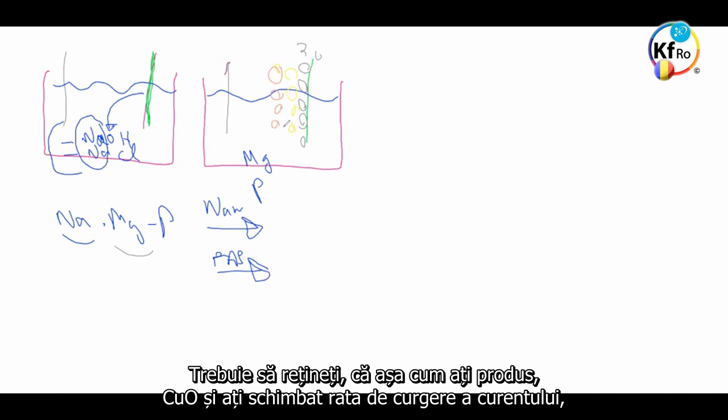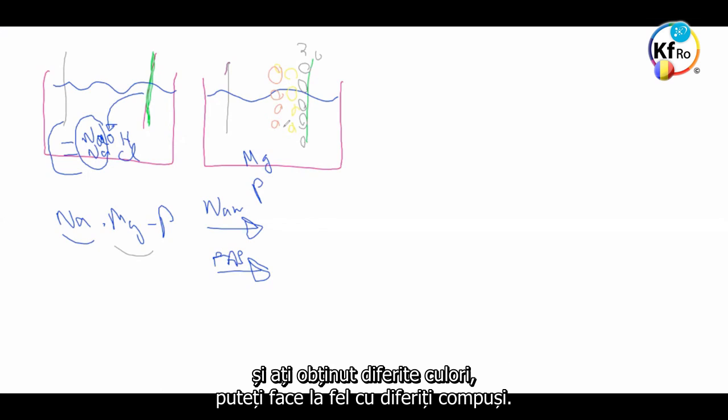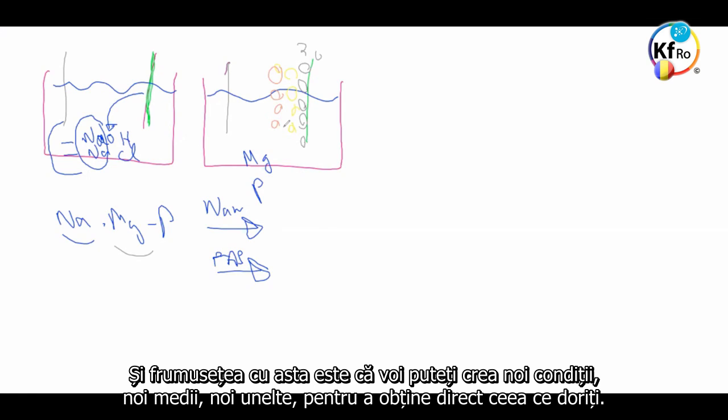You got to remember, as you have produced, if you remember, like copper oxide, and you change the rate of the current flow, you got different colors. You can do the same with composite alloys. And the beauty with this is that you can create new condition, new environment, new tools to achieve what you need directly.